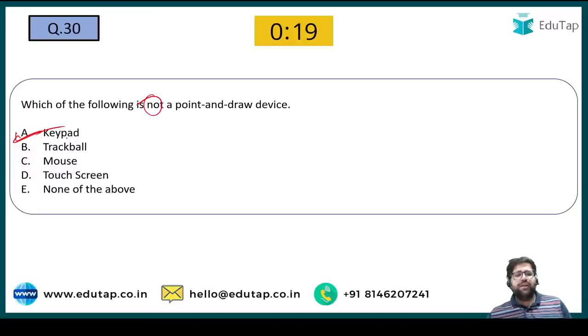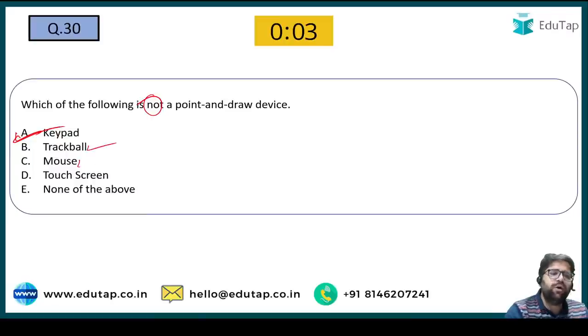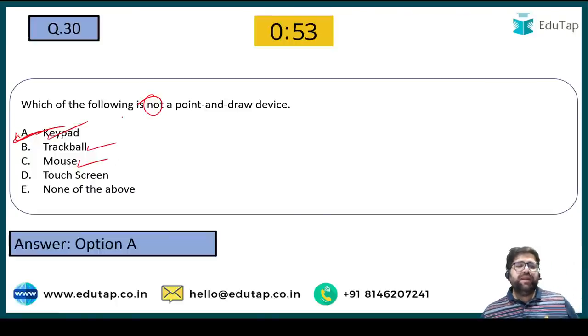Now, can someone let me know, in the maximum offices today, are we using a trackball or are we using an optical mouse? A very easy question. See, the major difference between trackball and the mouse is that particular ball which used to come beneath the mouse. Right now, that particular ball has been replaced with the laser. The answer of this particular question will be keypad.